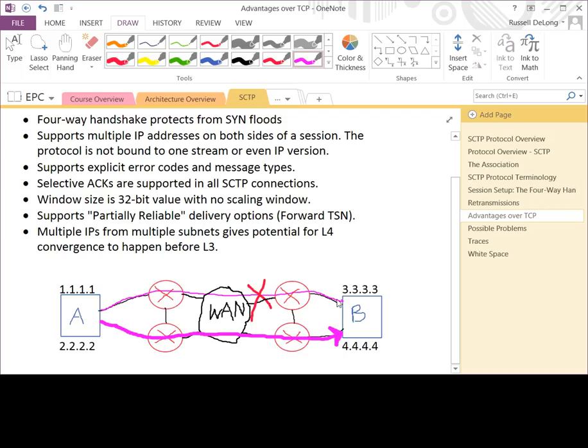And this is really one of the main drivers for why SCTP was built, this ability to have this high availability at a network layer across multiple paths.